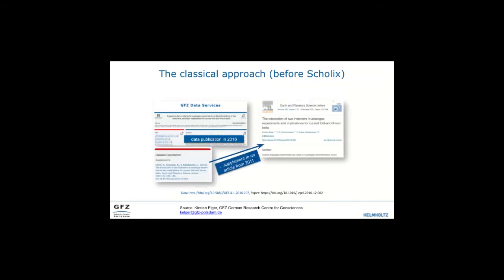One of the approaches before Scholix is that it was more difficult to link papers with the data, even years after publication of the data. So this was a data set that was published back in 2016 as a supplement to a paper from 2011. So the related article had already been printed for 5 years, but it was difficult to add the citation of the data set to the paper, certainly to things like PDFs.